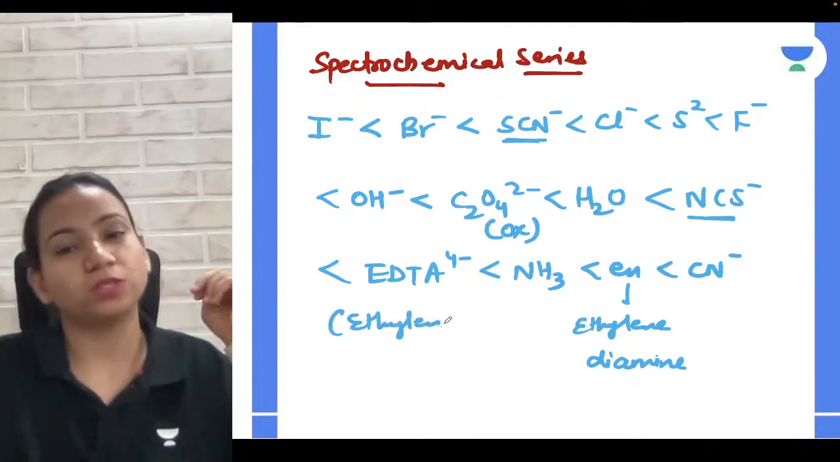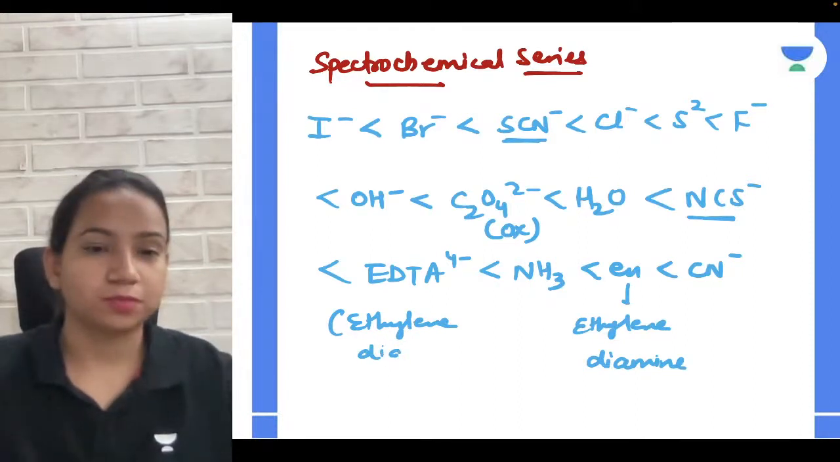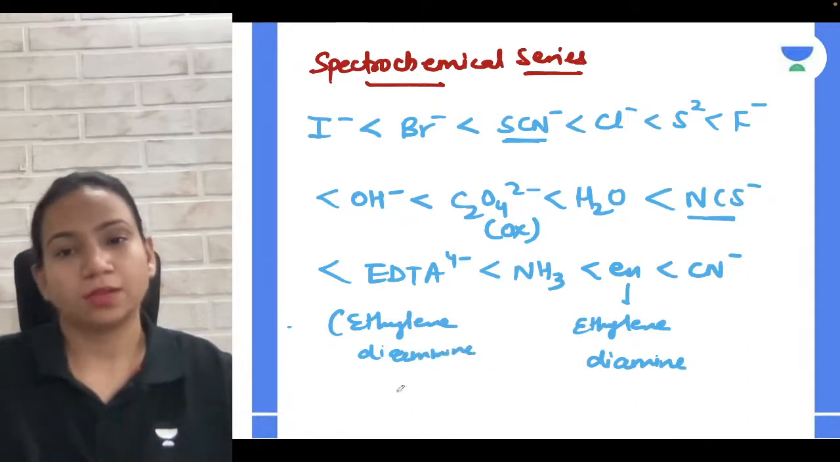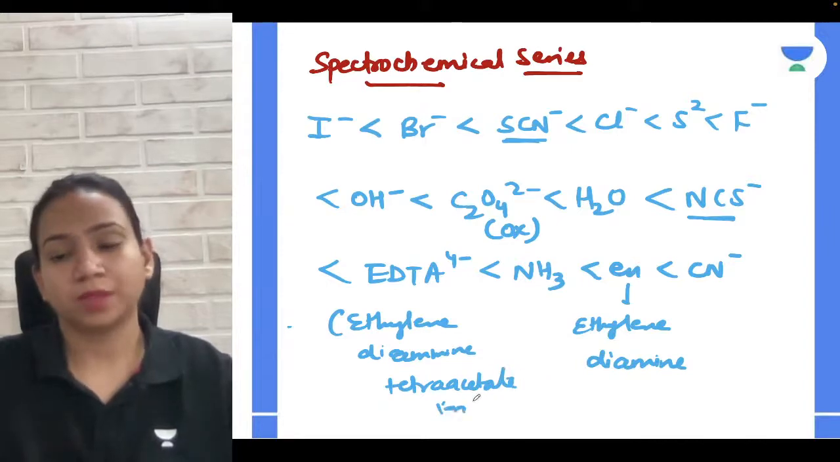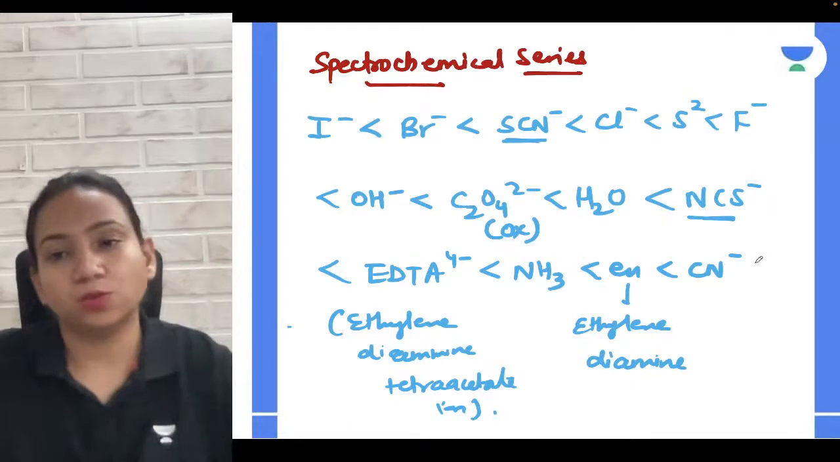Rest, I hope everyone is able to relate. EDTA is ethylene diamine tetraacetate ion. Then you have cyanide and CO.